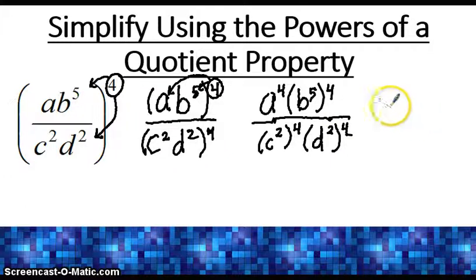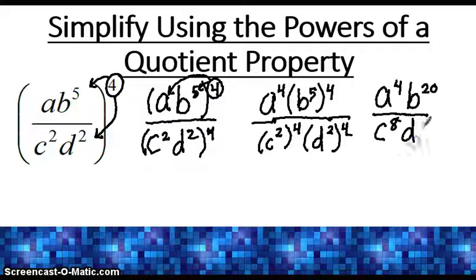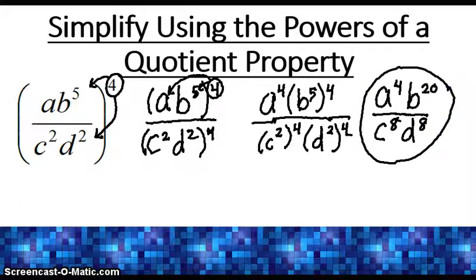Now, we see powers of powers property in 3 different places, so we need to multiply those exponents. So we have a to the fourth, b to the 20th, because 5 times 4 is 20, c to the 8th, d to the 8th. And that is our simplified expression. No negative exponents, no zero exponents, and no 2 bases are the same.